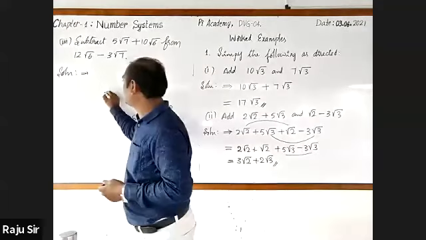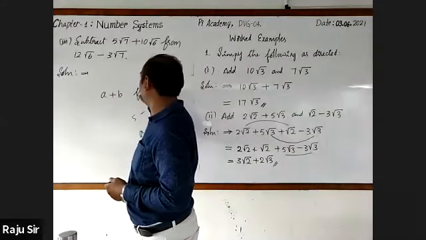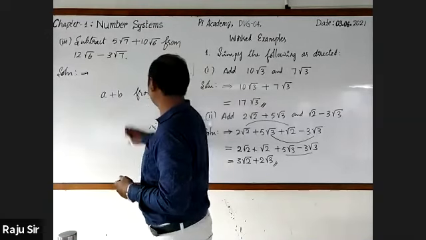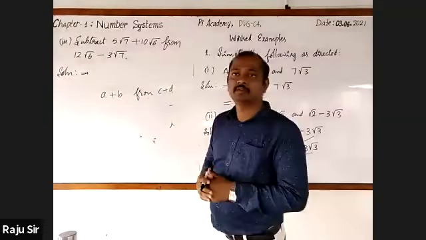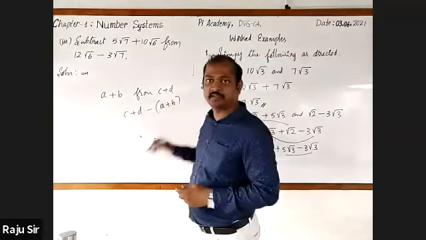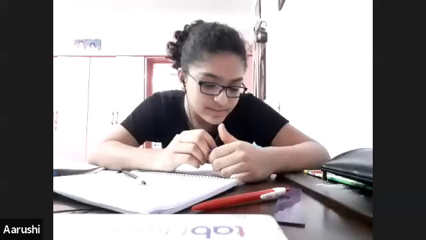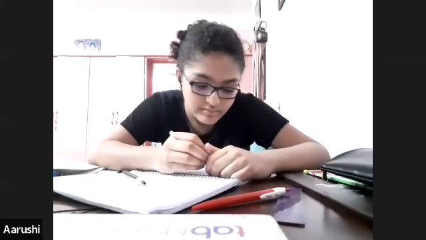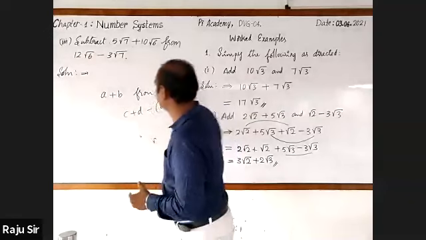B minus A. If I ask you to subtract A plus B from C plus D, how do you write? C plus D minus of A plus B. Minus of A plus B. Did you understand? Yes, sir. Now you are subtracting this from this. How do you write? Yes, tell.